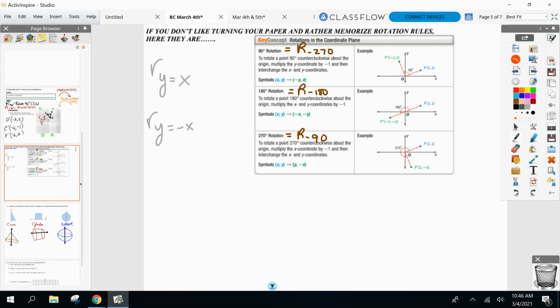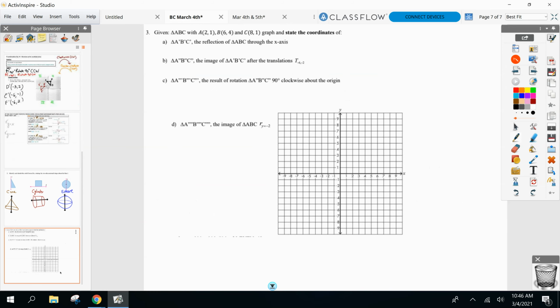All right, so here it is. Here's the big finale today, kids. We have done reflections, translations, rotations. Let's do them all in one problem. Oh, some of you are just at D right now, and you're like, is he quadruple prime? Is he for real? Yes, I am.